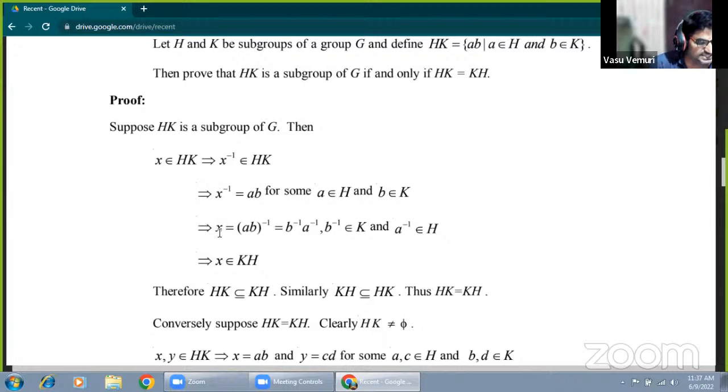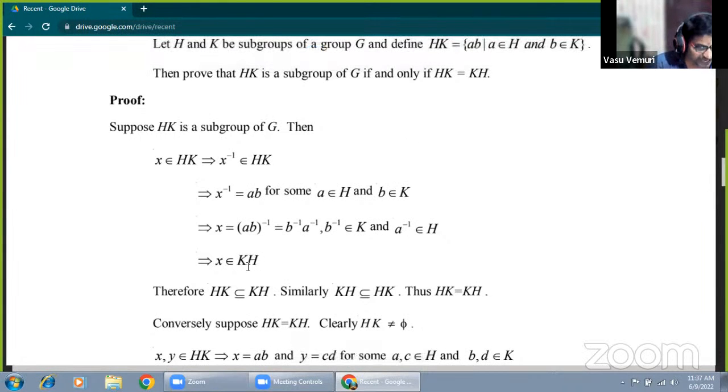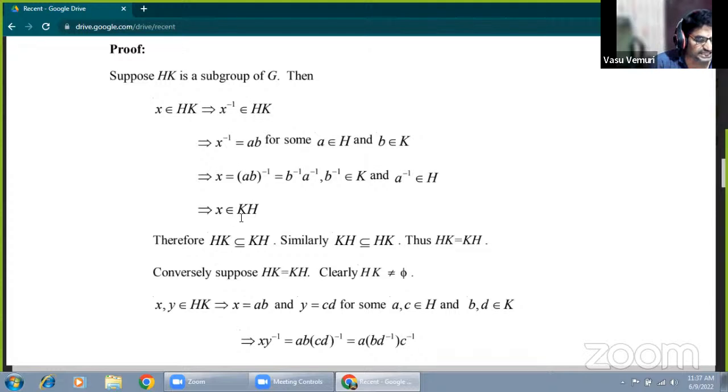X inverse whole inverse is X, and AB whole inverse, by the simple properties of groups, means B inverse A inverse. So B inverse belongs to K, which means the inverse element is also in the given subgroup, and A inverse also belongs to H. Every element of the subgroups has its inverse element there. Therefore, X belongs to KH. The same element X inverse belongs to HK and X belongs to KH. Therefore, HK is contained in or equal to KH.